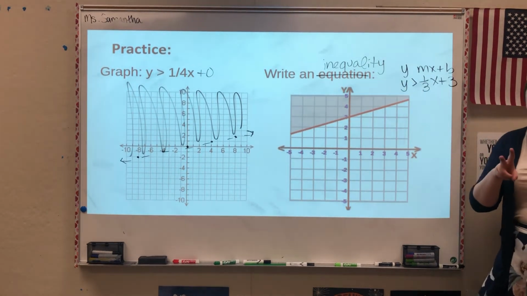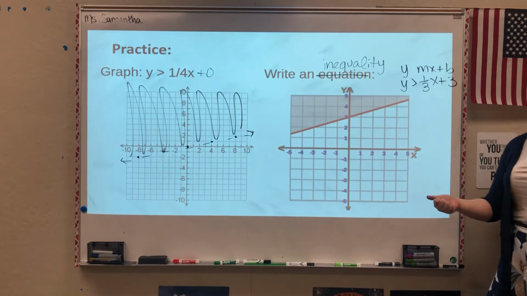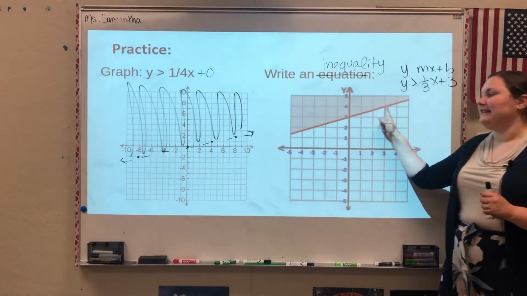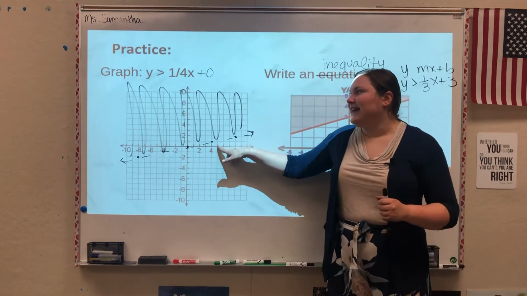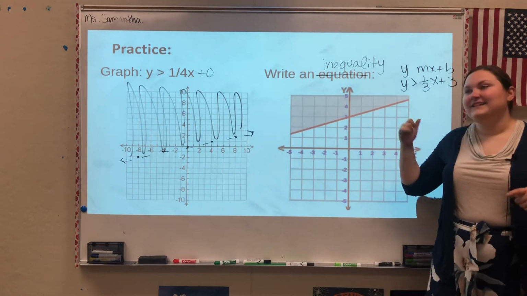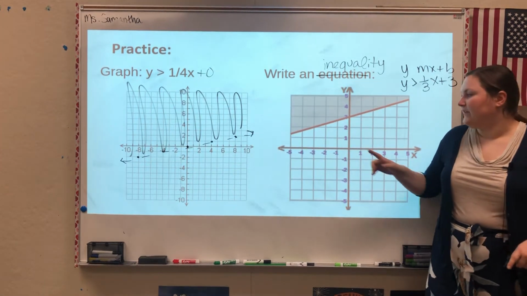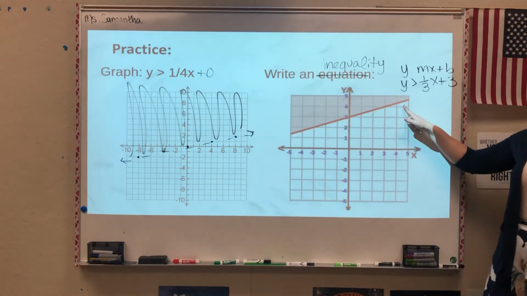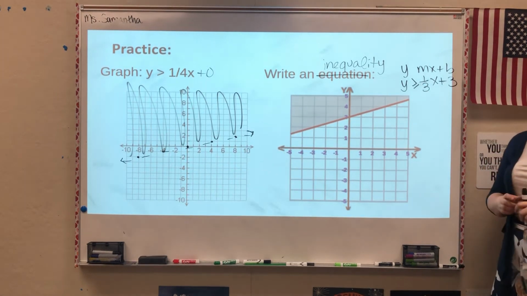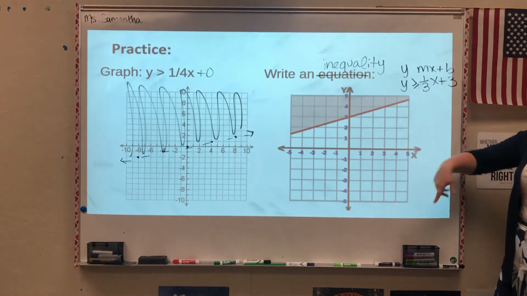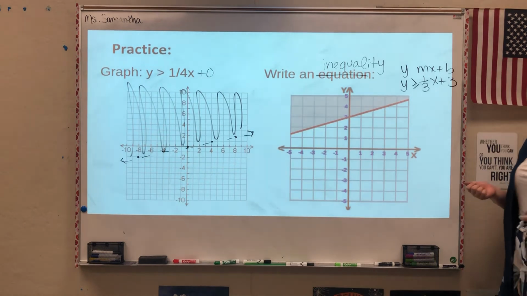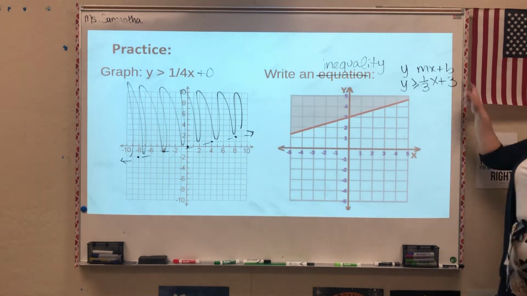There's 2 types of greater than signs, though. There's greater than, and then there's greater than or equal to. I'm going to decide which one it is by looking at the line. Remember, if it's a dotted line, it's just a greater than sign. It's a solid line if it's greater than or equal to. Since I see that the line here is solid, the sign should be greater than or equal to. So this is a graph of y is greater than or equal to 1/3 x plus 3.